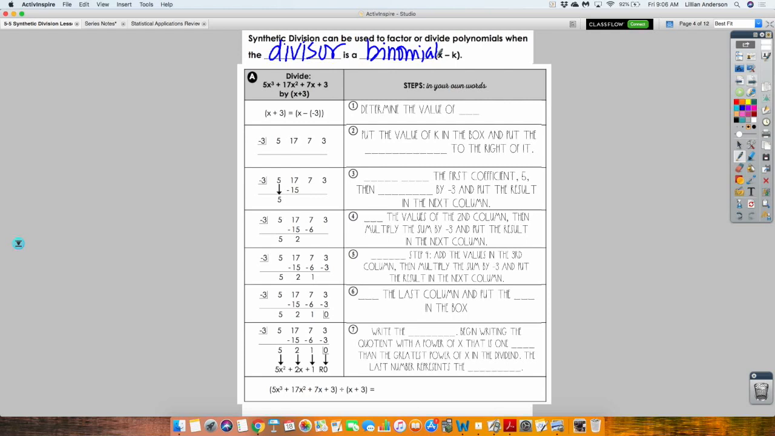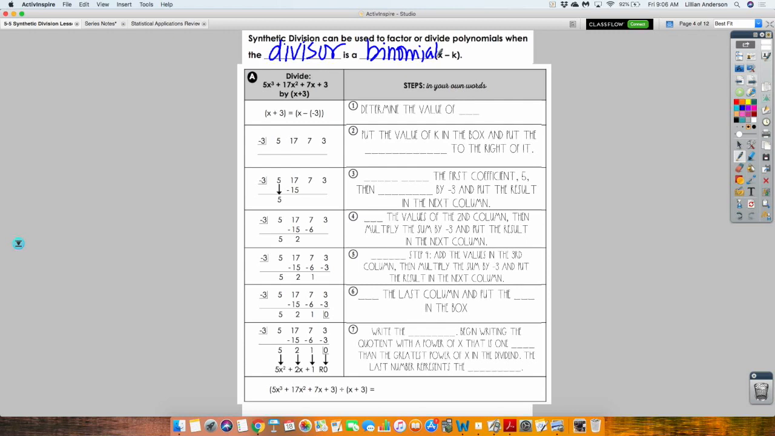So if it has like a trinomial like x squared minus 2x plus 3, you have to use long division to do that. So we're going to take this example of 5x to the third plus 17x squared plus 7x plus 3, and we're going to divide it by x plus 3.